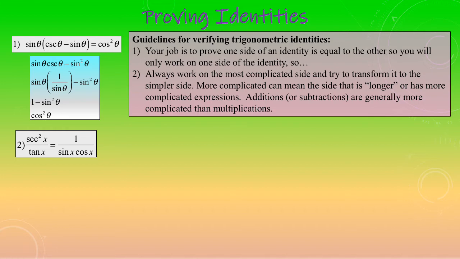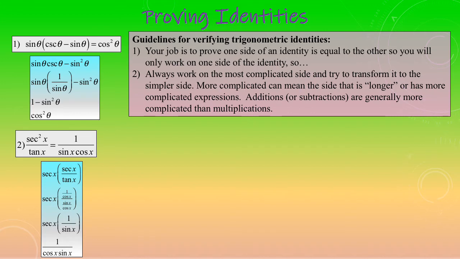We get cancellation and we are left with 1 minus sine squared theta. And 1 minus sine squared theta is equal to cosine squared theta. That is a corollary of one of the Pythagorean identities. We have shown what we need to show.